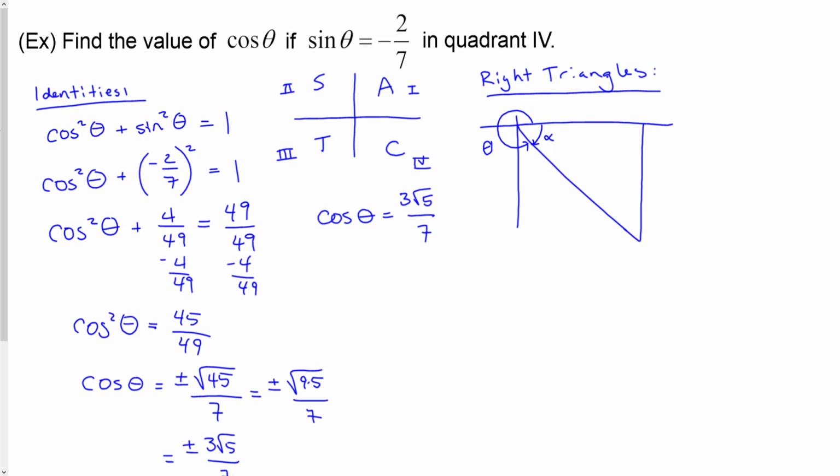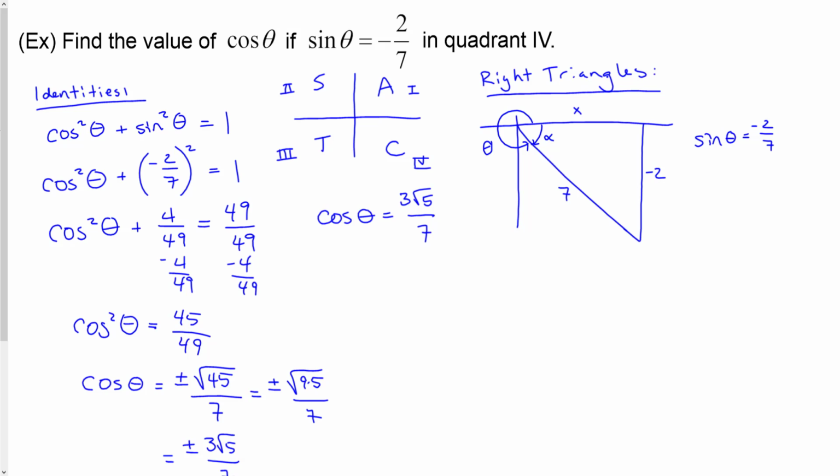And remember, the reference angle and the angle itself are always going to have the same signs depending upon what quadrant you're in. So the sine of angle theta is given to me as -2 over 7. Sine, if you remember SOHCAHTOA, is the opposite side over the hypotenuse. So the side opposite alpha is -2, and the hypotenuse is 7.